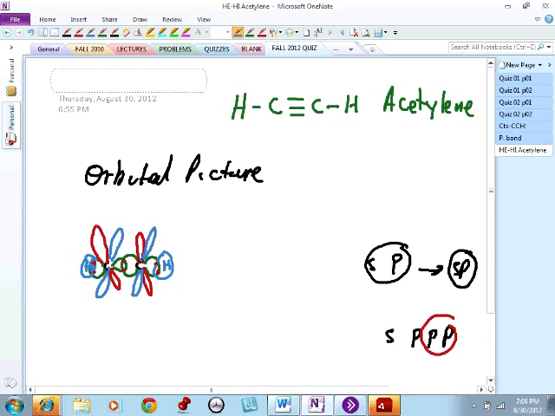So far, what do you have now? How many sigma bonds do you have in this molecule right now? Right now you have 3. A sigma bond between this hydrogen and this carbon, a sigma bond between this carbon and this carbon, and a sigma bond between this carbon and this hydrogen.